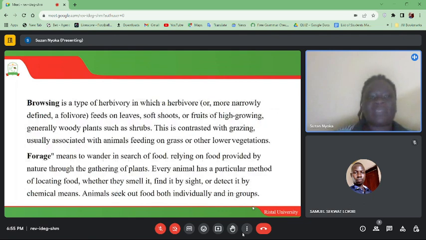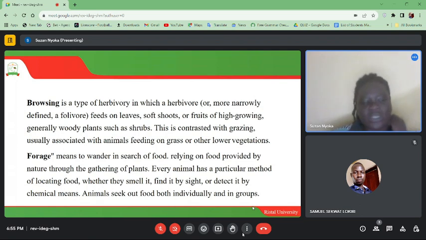Next is browsing. Browsing is a type of herbivory in which a herbivore, or more narrowly defined, a folivore, feeds on leaves, soft shoots, or fruits of high-growing, generally woody plants such as shrubs. This is contrasted with grazing, usually associated with animals feeding on grass and other lower vegetation. In browsing, these animals feed on the leaves of bigger plants, higher growing plants, or woody plants, whereas in grazing they feed mostly on grass or lower vegetation.